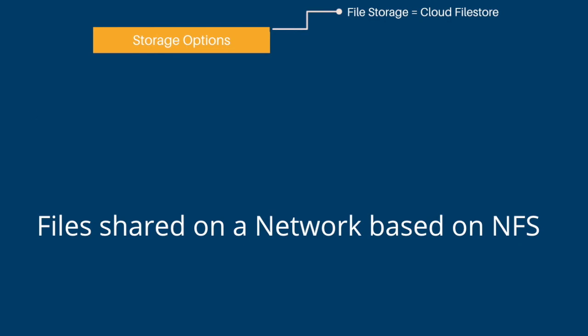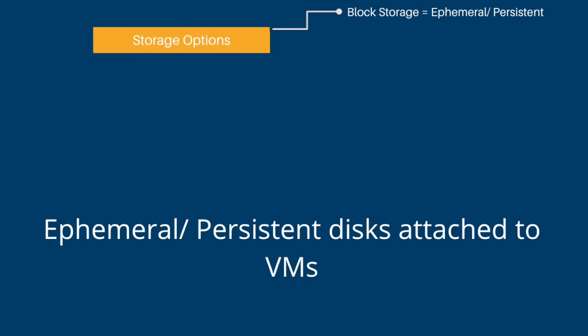Now let's have a look at file storage. File storage on GCP is called Cloud Filestore. It stores files based on NFS, as we discussed before. Next, we have our block storage. Block storage on GCP can be ephemeral or persistent. We've discussed both of these in the keyword section. You attach these to your VM, and that way you can store data while you're using and even after you're using, depending on which disk you decide to use.